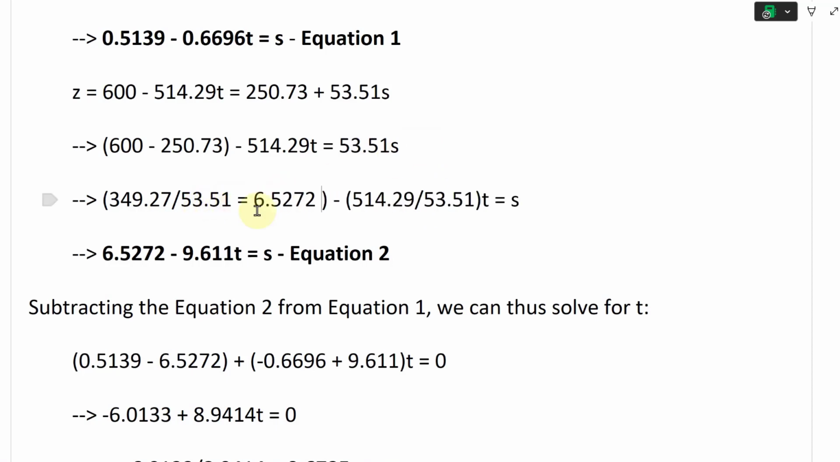This equals 6.5272, and that's this right here. And then last one here, this one divided out by 53.51. Let's put it in the calculator. Equals 9.611, etc. So that just rounded up to 11.